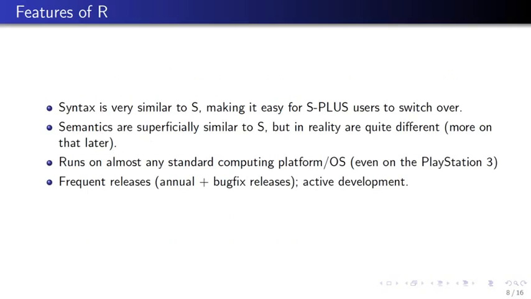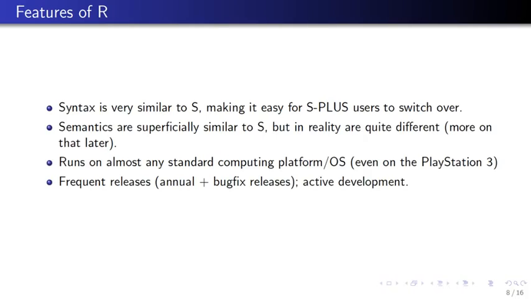So some of the features of R. The first one, which was important back in the old days when people were still using S-Plus, is that the syntax is very similar to S, which made it easy for S-Plus users to switch over. This feature isn't quite so relevant today, where most people generally go to R directly. The semantics are superficially similar to S in that it looks like it's S, but in reality are quite different, so we'll talk more about this in a future lecture.